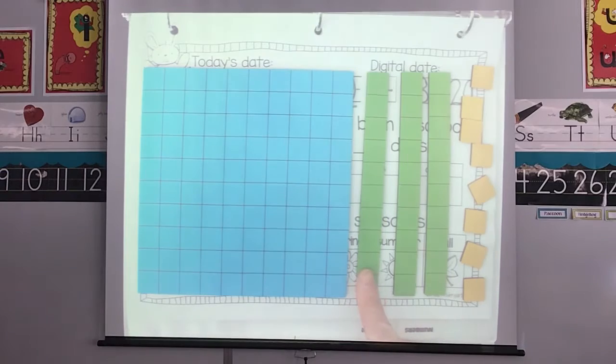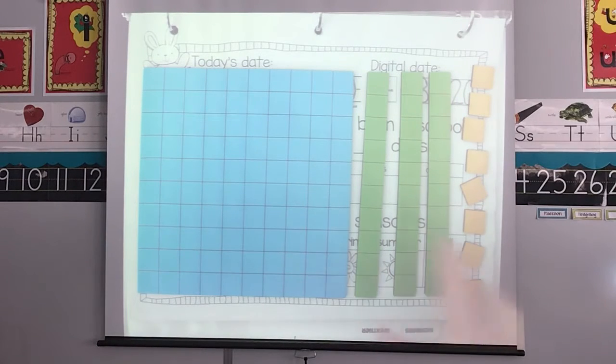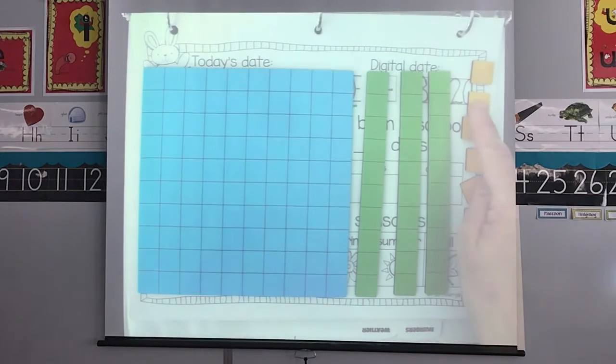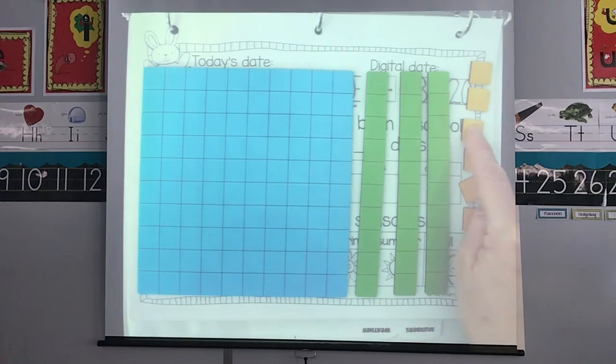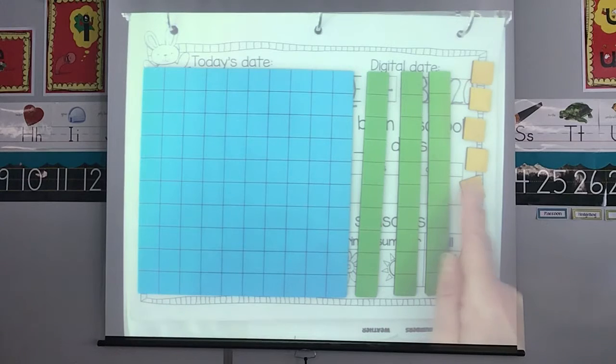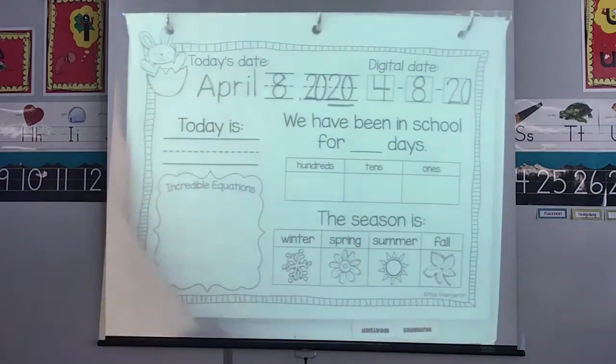We have 3 10s, so we're going to count by 10s next. 110, 120, 130. Now we're going to count on by 1s. We have 1s here. 131, 132, 133, 134, 135, 136, 137, 138. That's how many days we've been in school. That's kind of a long time.